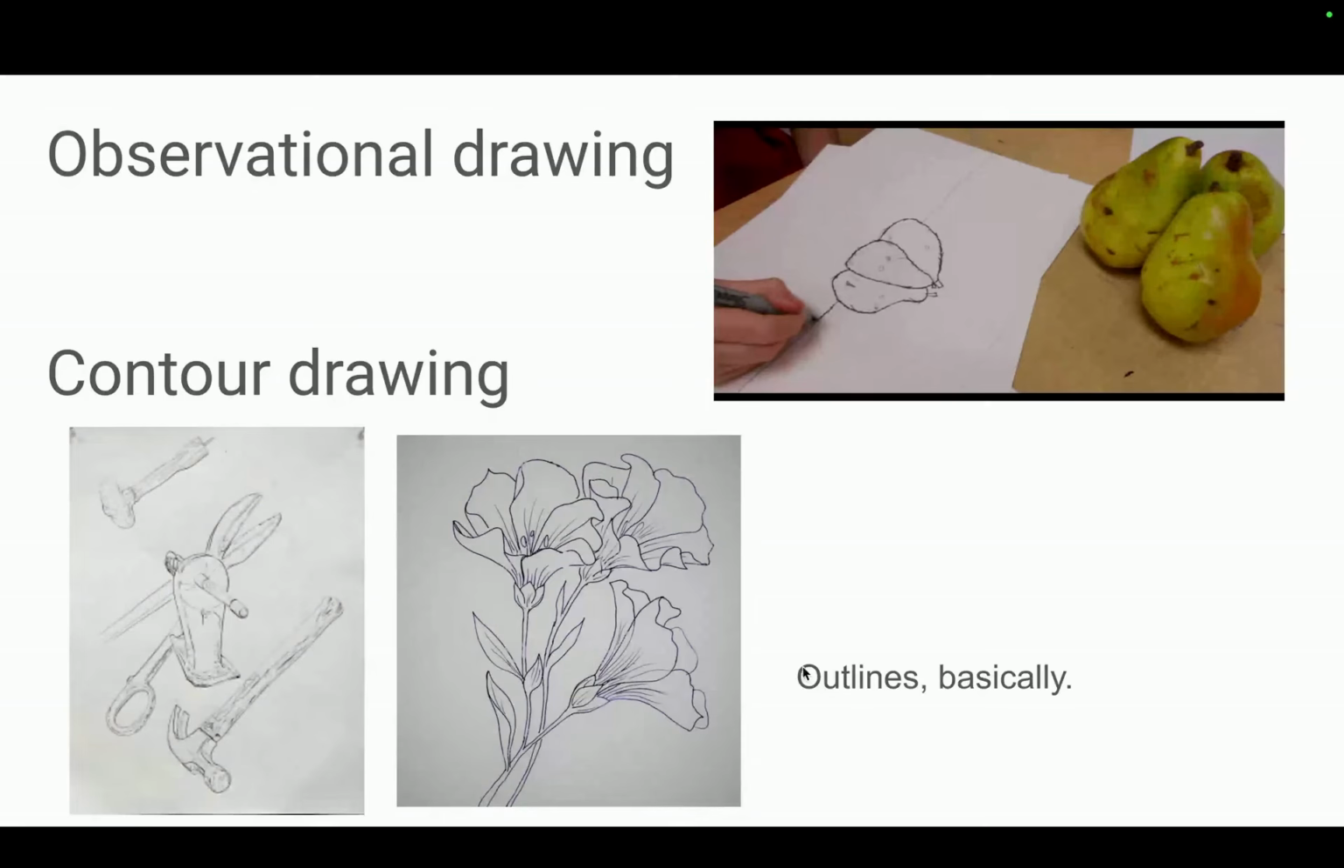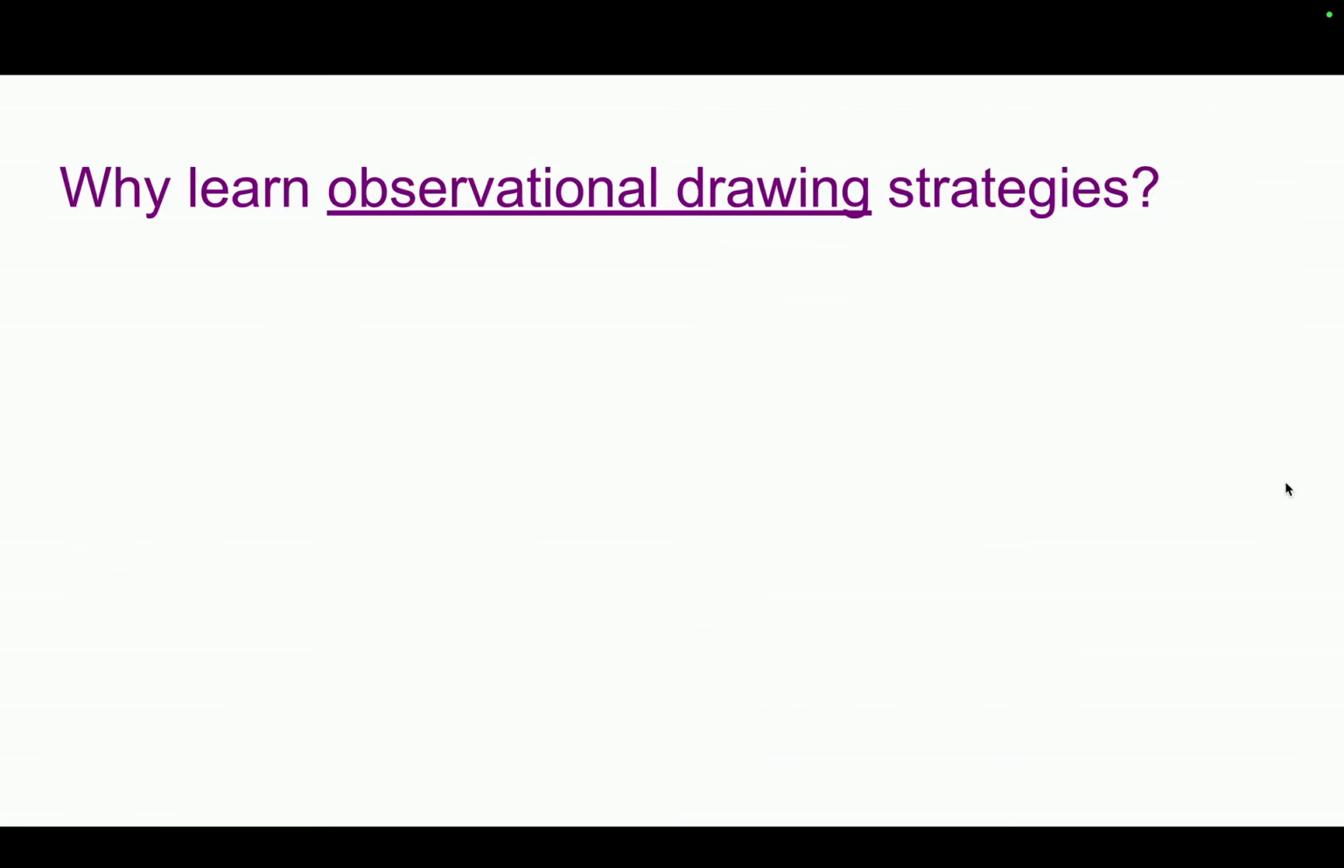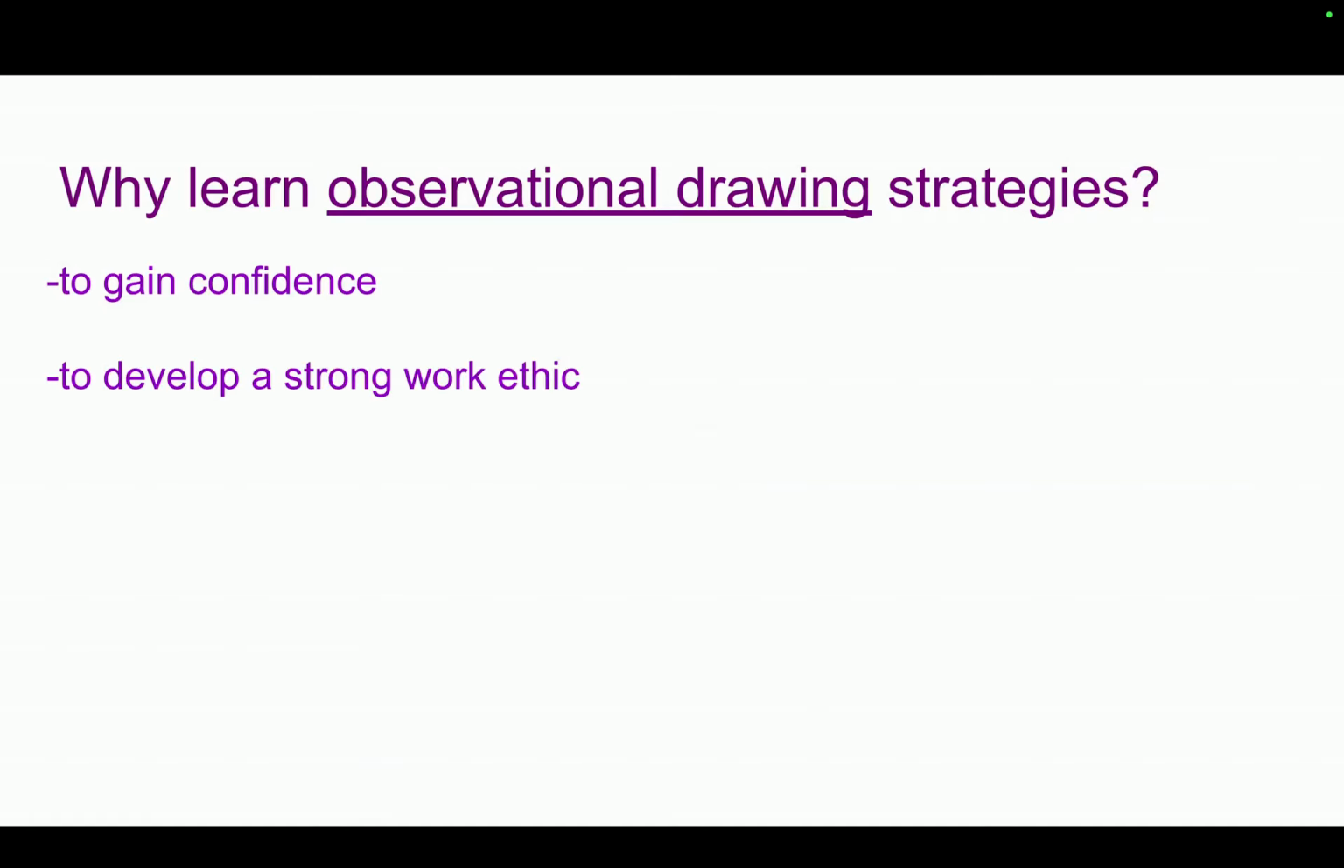Contour drawings are basically made out of outlines, and observational drawing is where we're looking at objects and we're drawing what we can see. So why learn observational drawing strategies? It's to help gain confidence when you're sketching, to develop a strong work ethic because you have to follow through when you're sketching something, to learn to really see. That is something we're focusing on for this lesson, learning to really see what is there rather than just assuming what is there.